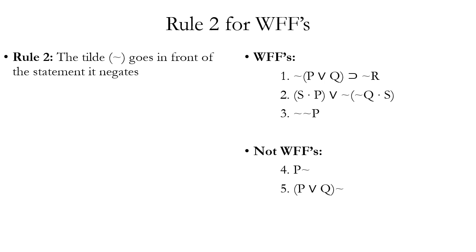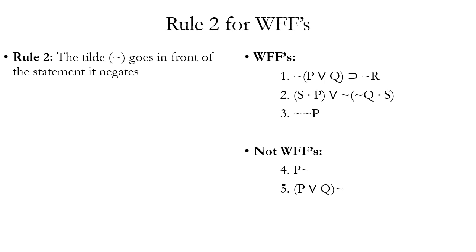Rule 2 for well-formed formulas is that the tilde goes in front of the statement it negates. So here are some examples of well-formed formulas. Tilde, open parentheses, P, wedge, Q, close parentheses, horseshoe, tilde, R. You'll notice that the first tilde goes before parentheses, P, wedge, Q, and the second tilde goes before the simple proposition, R, but they both go before a statement.